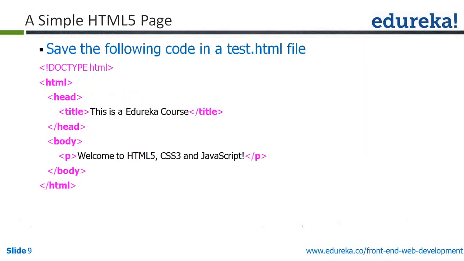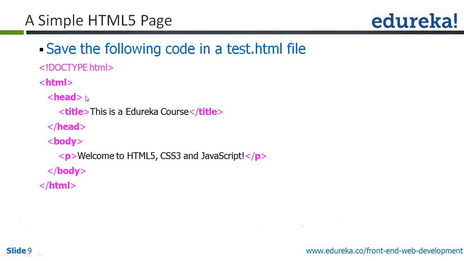Let's look at what a simple HTML5 page looks like. As you can see here, the first line, if you see doctype html, then you can say it's an HTML5 page. Then it has two main elements, the head element and the body element, and each element is marked up with its tag name. Note that the whole HTML document is enclosed between the HTML start tag and the HTML end tag.